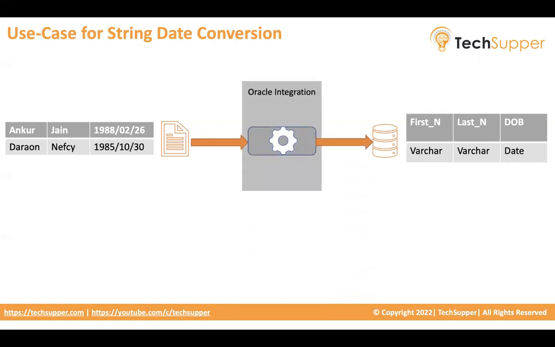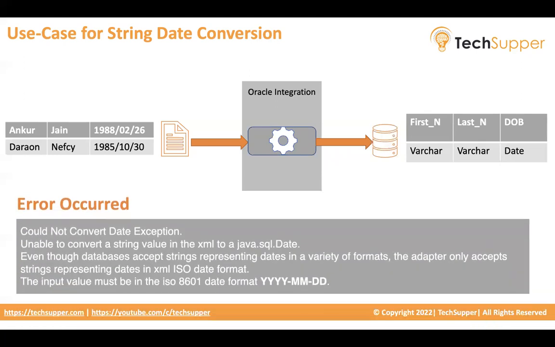While you process the file data to the target database, first name and last name can be mapped very easily. But when you try to send that date into the DOB field, your integration may fail because that date requires a particular format. You may face an error like "could not convert date exception, unable to convert a string value in the XML to a java.sql.Date". It is a generic and common error.